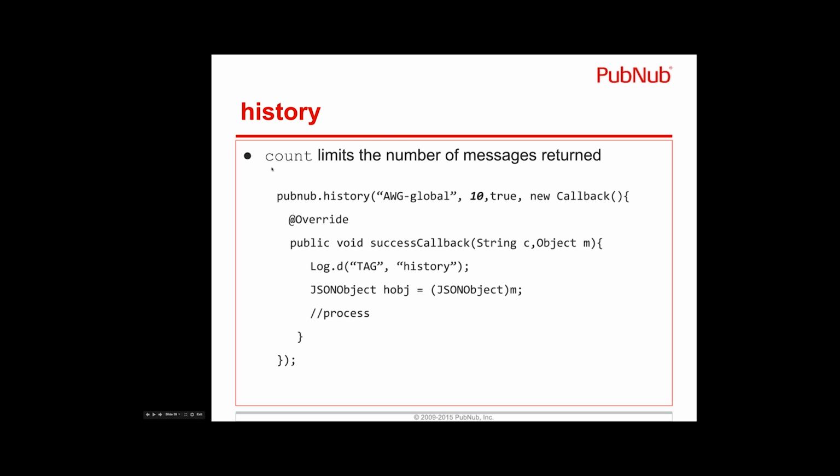All right. Count, which is the second parameter here, limits the number of messages being returned. If you only want to get 10 messages, then just grab the last 10 messages. The maximum is going to be 100.